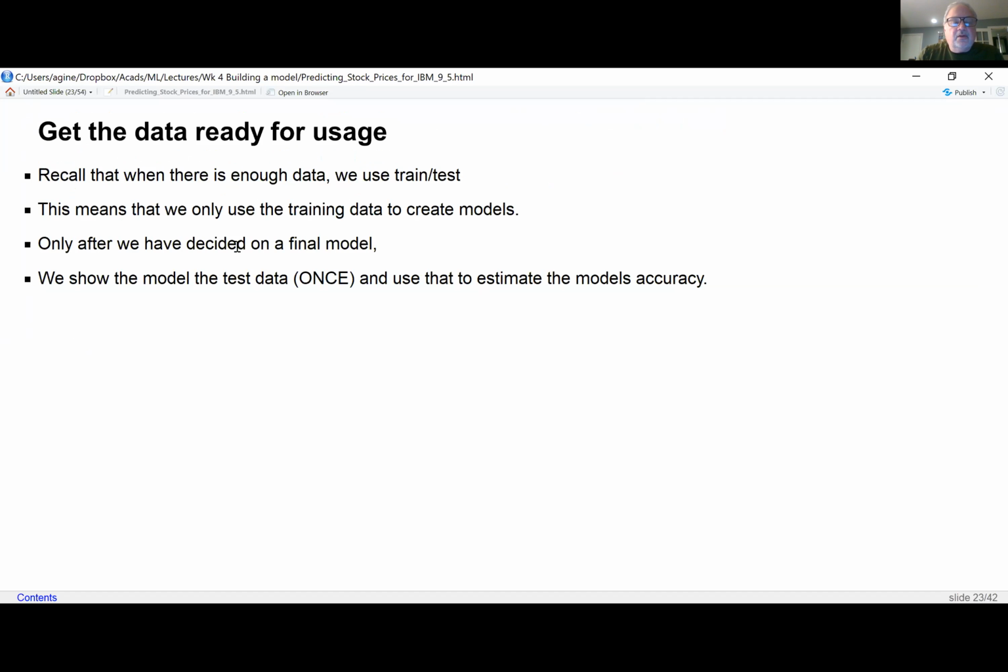So we've got to get the data ready for usage. By this, I mean we have to create train and test. Remember that the way you should always use, if there's enough data, is the train test model, which means you separate your data into two pieces, a training set and a test set. We only use training data to train the model. You put the test set away. Only after you are satisfied that you have a good model, you show it to the test set, and its values on the test set are going to be your best estimate of how well the model is going to work on new data, because it is new data.